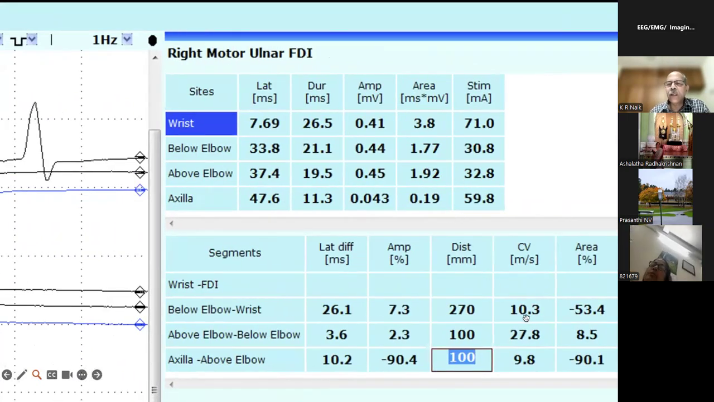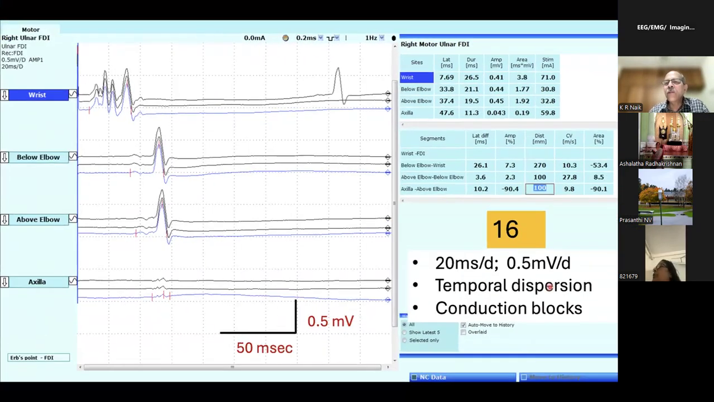Velocity is 10 meters per second in the forearm segment. Across elbow it is 27, and in the arm segment, it's not the conventional conduction failure across elbow. In the arm segment, there is a focal slowing, and the forearm segment is relatively faster across elbow. So this patient has multiple issues, and this probably was F, which is quite delayed. This is at 20 milliseconds per division. So this is much delayed. Maybe it is F, maybe not F, but it is too delayed for the system.